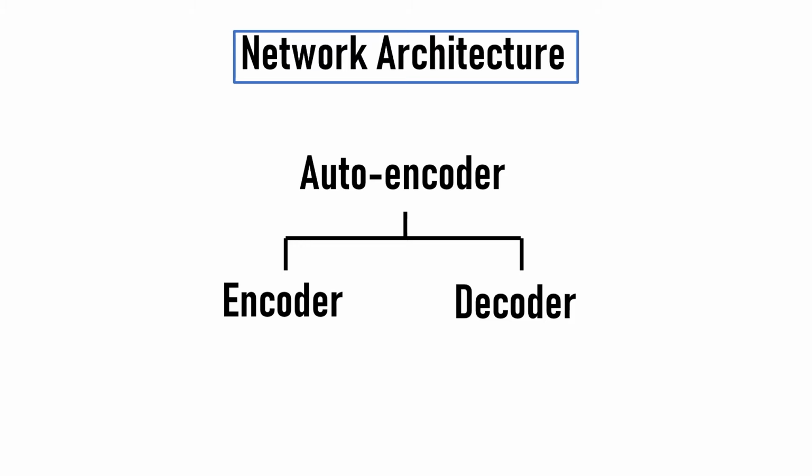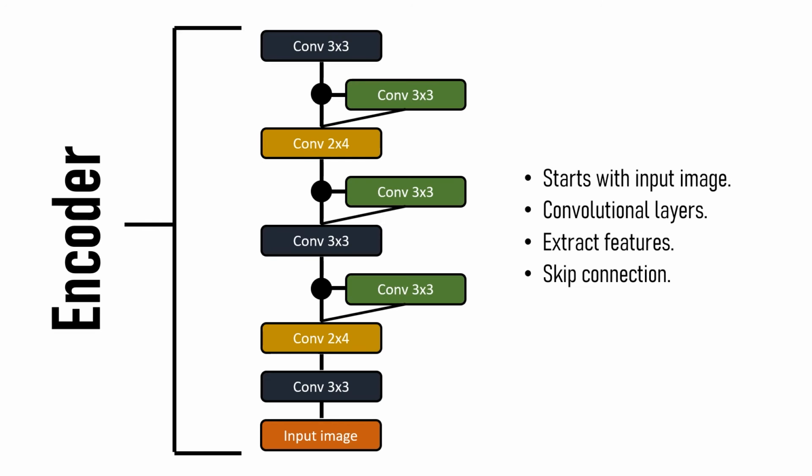Next, I will briefly explain the network architecture that I have used to build this system. It is called the autoencoder, which comprises two parts, the encoder and the decoder. It starts off with the encoder. The encoder's task is to shrink the input image size while extracting its features through a series of convolutional layers.